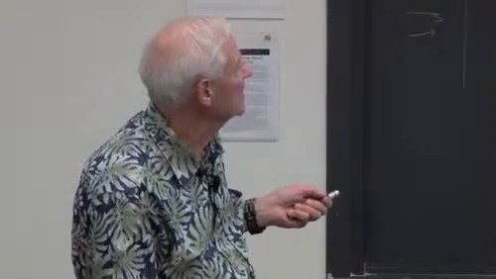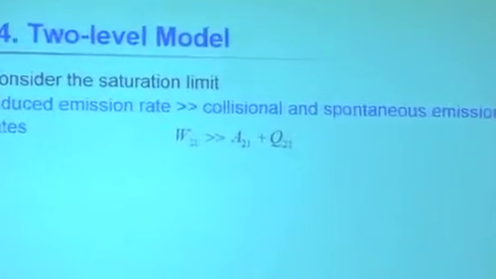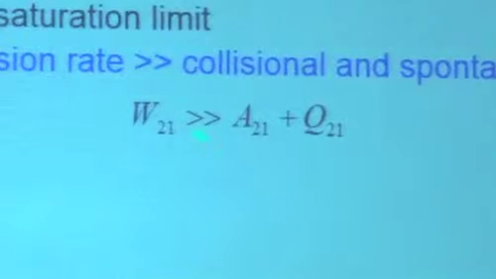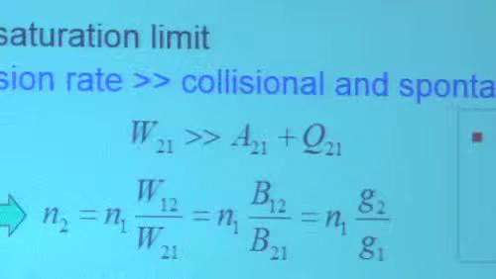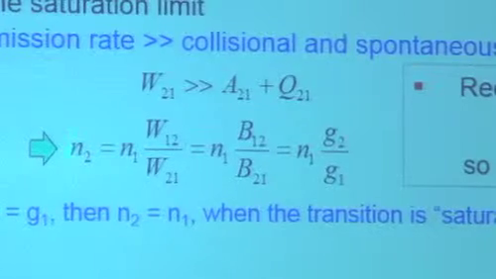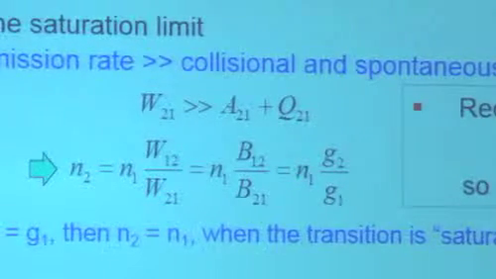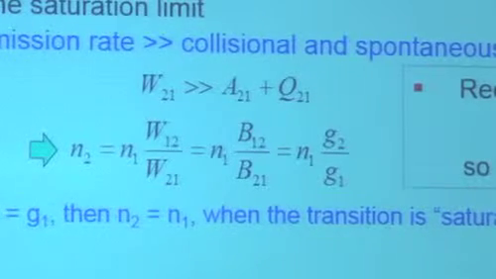Let's change things around so that W21 is bigger than these two. Crank up the laser, keep cranking it up until W21 is bigger than the sum of these two. The units are always per second, so I just crank up this laser until it's bigger than this term. In concept, you can do this. Then N2 is given by N1 times W12 over W21, which is the ratio of the B's, and N2 is N1 times the ratio of the degeneracies. If the ratio of the degeneracies is 1, N2 equals N1.